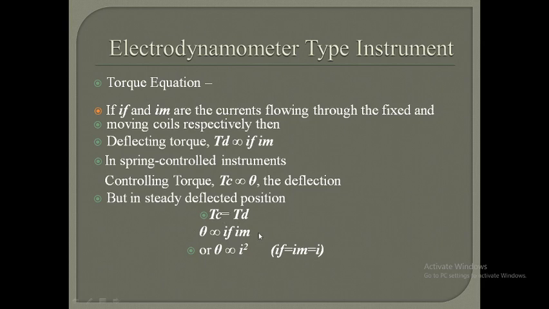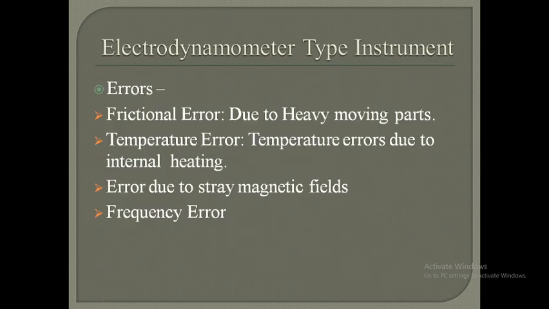Now when we are using it as a voltmeter, in that case the fixed coil and moving coil are both connected in series, so we have the same current, so theta is directly proportional to I square. So that's why the electrodynamometer type instrument can be used for AC as well as on DC supply.